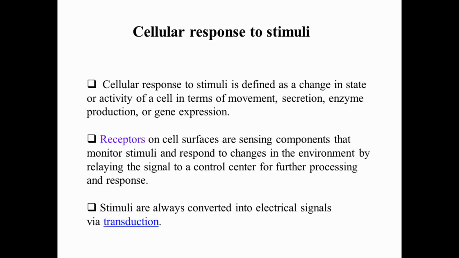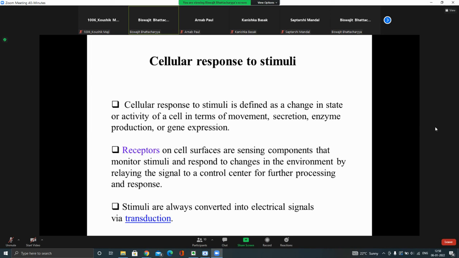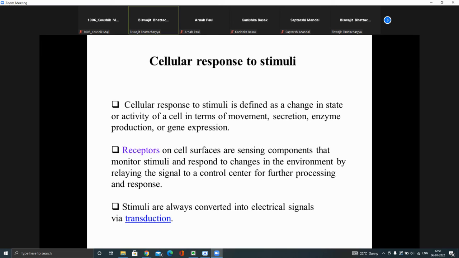If we see it in a short, simple way, we'll have an idea how things will happen. Our cellular response to stimuli will come into action. It will be in terms of body movement, secretion of hormones or enzymes, enzyme production, and some gene expression. Then there are receptors on the cell surface, chemicals that will sense the change coming due to the stimuli. The receptor will relay the information to the control center, maybe our spinal cord or the brain, for further processing and response.